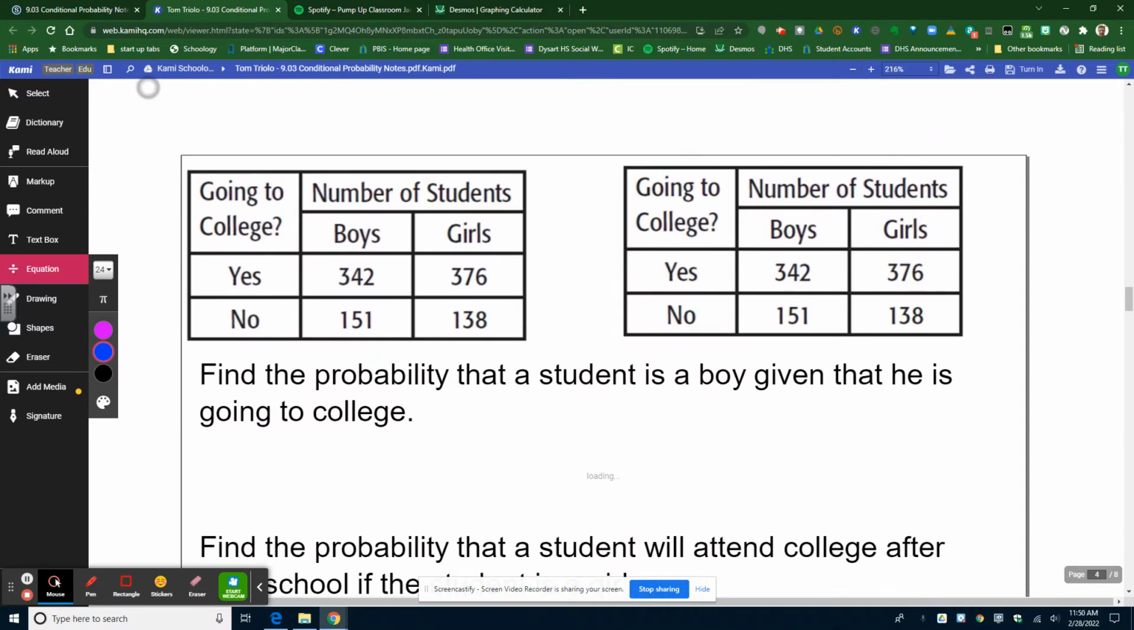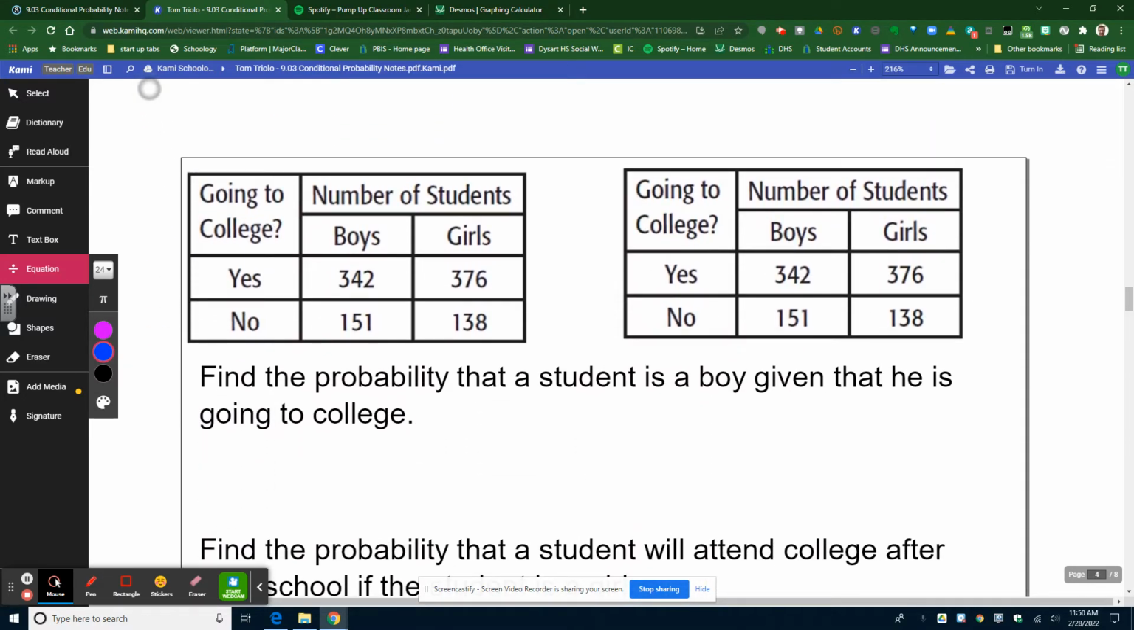Should there ever be a whole number, like 1, 2, 3? No. Probability should never be bigger than 1.